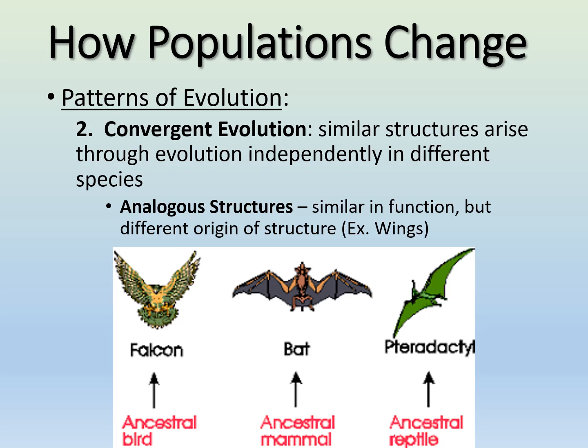So if we look at the falcon, the bat, and the pterodactyl, say, all flying animals, right? We have wings. So they have all adapted and all evolved wings, but they're completely different in their ancestor, right? So we have an ancestral bird for the falcon, we have an ancestral mammal for the bat, and a reptile for the pterodactyl. So they're all similar in function, right? They all help them to fly, but the wings are very different in each species because there's no common ancestor. So that's convergent evolution. And I have a video in Canvas as well that helps explain divergent and convergent evolution. So both are patterns of evolution that we see in nature.